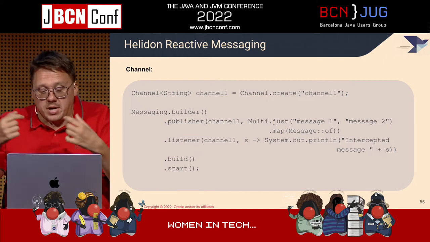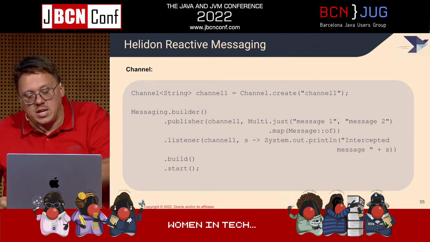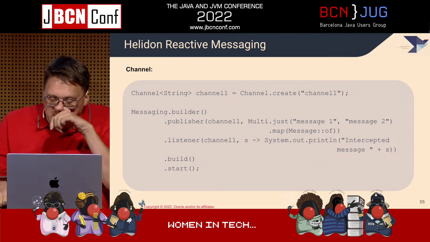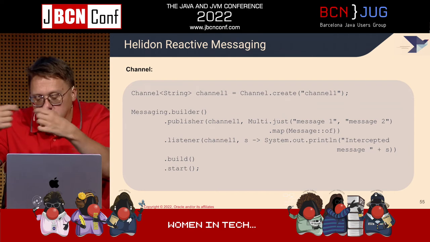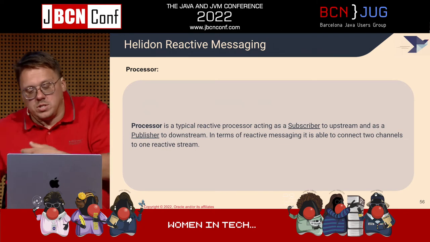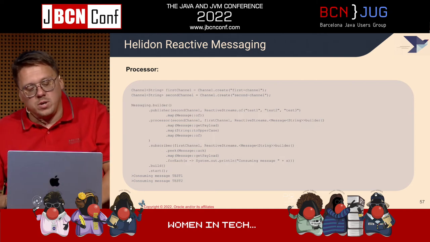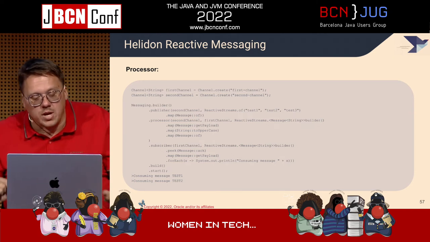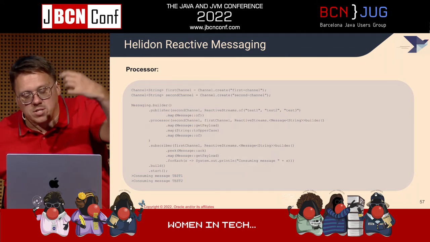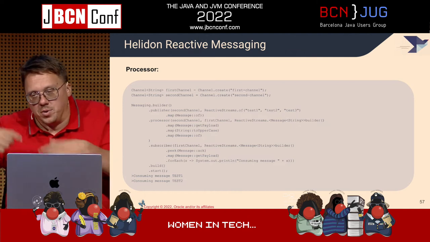So as you see, we just create a channel. You make a publisher which just puts some messages, in a reactive way, so just a Multi of some messages. And then you have a listener, which consumes these messages from that channel and just prints them out. In the middle, of course, you can put a processor, which is a subscriber to the upstream and a publisher to the downstream. So you can change your stuff in the middle. For example, here we have even several channels which work together. We put a stream of messages, then we take them to uppercase in another channel and print them out.